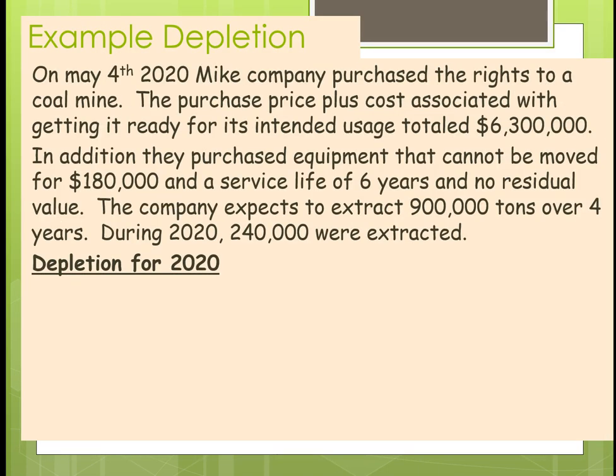So, May 4th, company purchased the rights to a coal mine. The purchase price is $6.3 million. In addition, they purchased equipment for $180 that cannot be moved with a service life of 6 years and no residual value. The company expects to extract 900,000 tons over 4 years. During 2020, 240,000 were extracted.